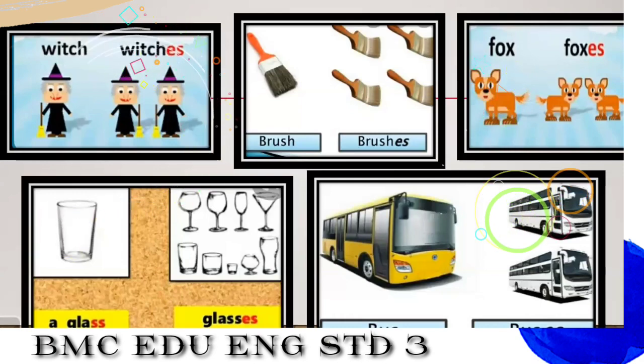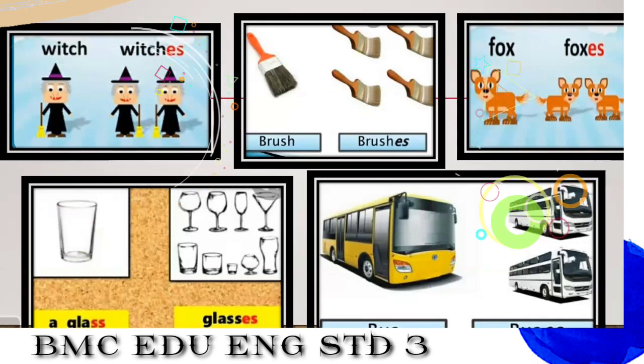Then glass. In the word glass, it is ending with the letter double S. GLA double S. So to make its plural, what we will add? We will add ES, glasses.